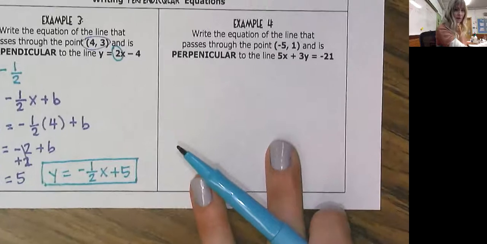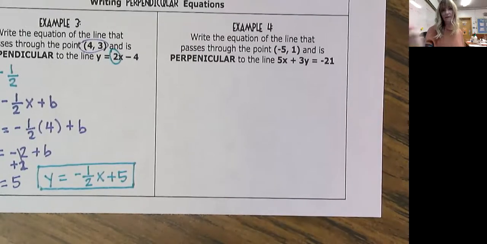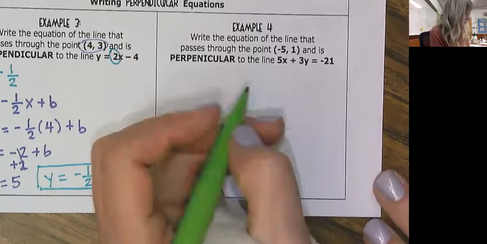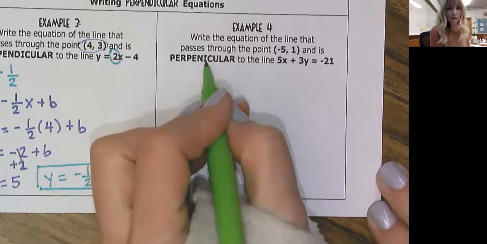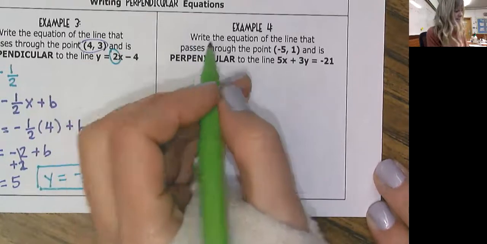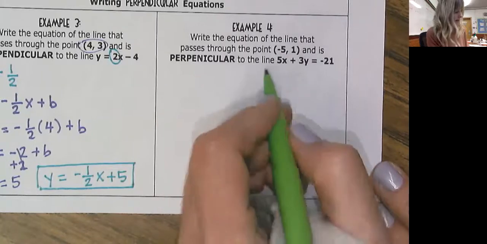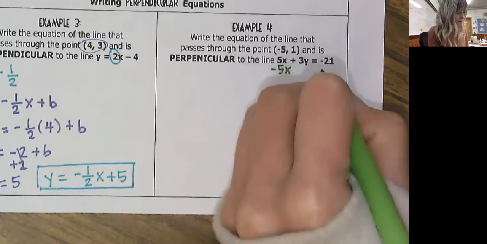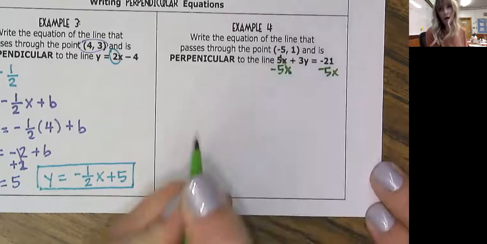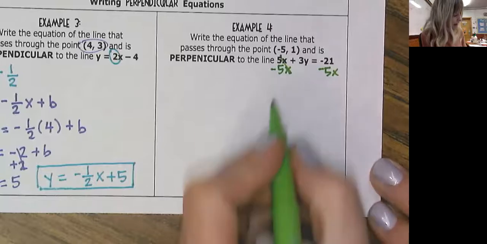Perpendicular equations, example 4. Guess what I have to do first? Let me use a different color because I feel like I should have on the last one. This says perpendicular, first of all. It needs to pass through this point and be perpendicular to this line. I don't know what slope to use until I solve for y.